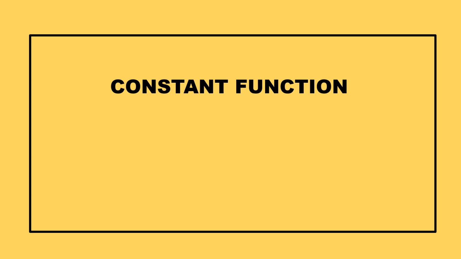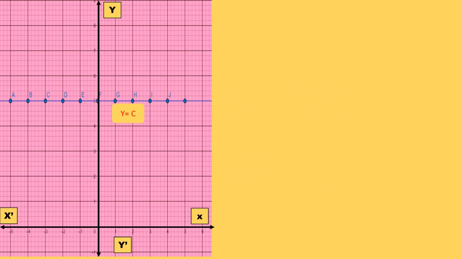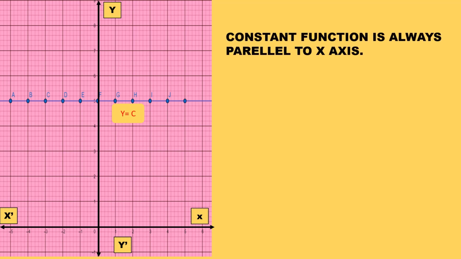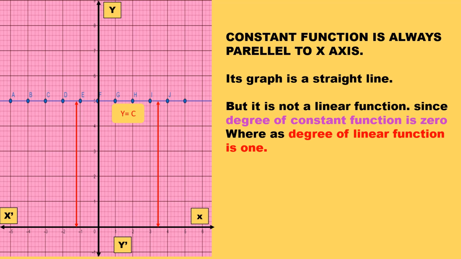Constant function. Many-one function. Its graph is a straight line. A constant function is always parallel to the x-axis, which is equidistant from the x-axis. Its graph is a straight line, but it is not a linear function, since the degree of a constant function is 0, whereas the degree of a linear function is 1.